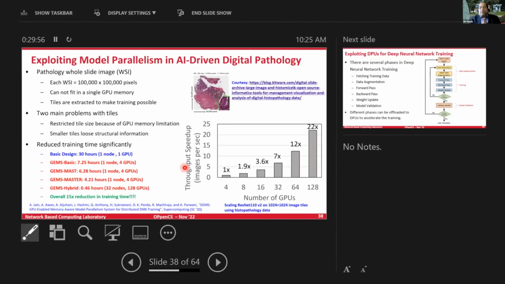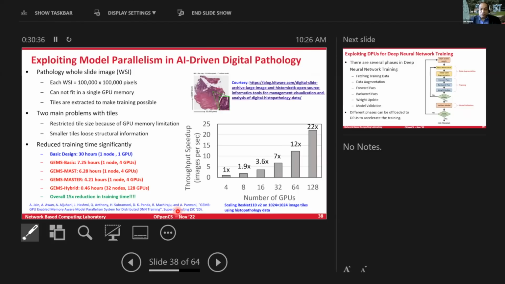So here, as I said, you can use our MVAPICH2 library to perform all the deep learning applications. And in deep learning, as you know, we have data parallelism and model parallelism. Over the years, the data sizes have been increasing. Let's say you are trying to do pathology with whole slide images. Each WSI is like 100,000 pixels, so it cannot fit into a single GPU memory. So they have always been using tiling. But once you do the tiling, you actually lose accuracy. So this is where we used model parallelism.